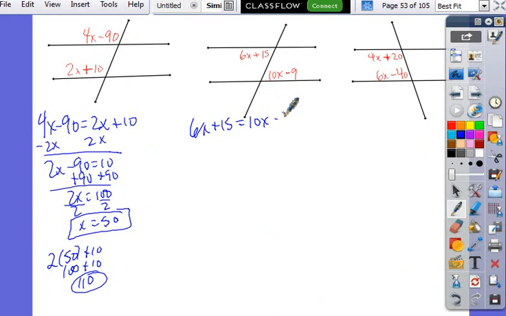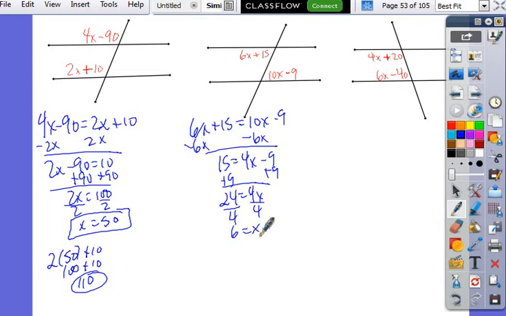So minus 6x, 15 equals 4x minus 9 plus the 9. It's the easy one to start to piece it together. Second one, I get 6 for my x. Take that 6, I'm just going to plug it into the top one there. 36 plus 15. Get 51 for my angle. 6 times 10 for the bottom one is 60 minus 9 is 51 there.